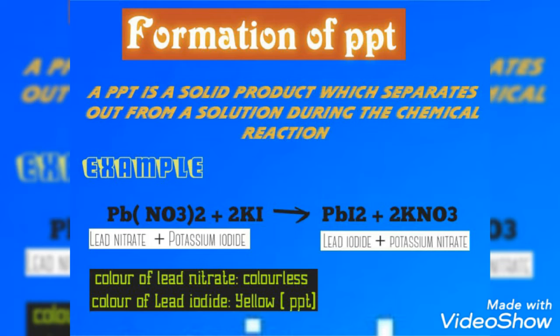A precipitate is a solid product which separates out from a solution during the chemical reaction. Example, lead nitrate plus potassium iodide gives lead iodide plus potassium nitrate. Here lead iodide is a yellow PPT. There is color change. Lead nitrate is colorless and lead iodide is yellow color PPT.